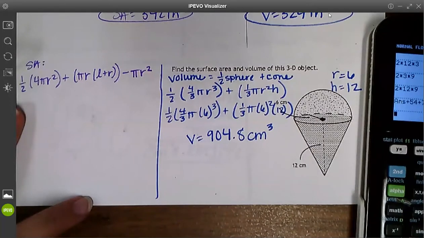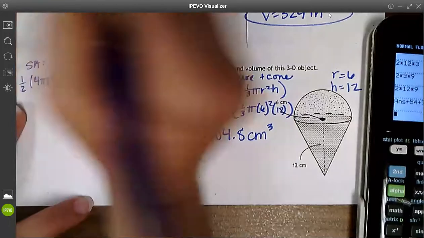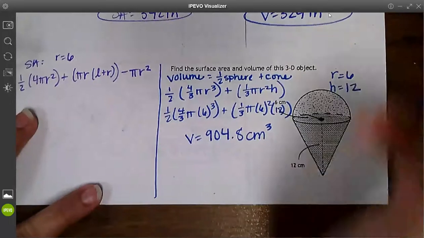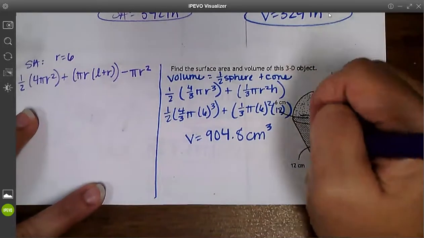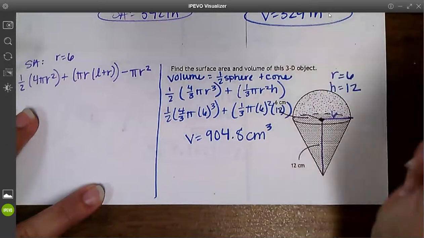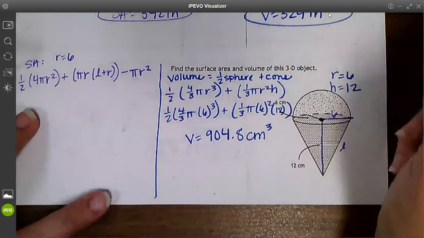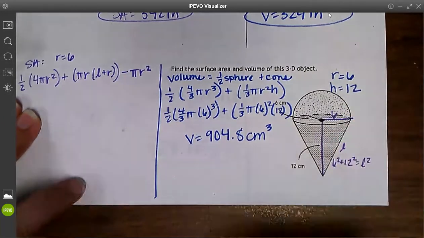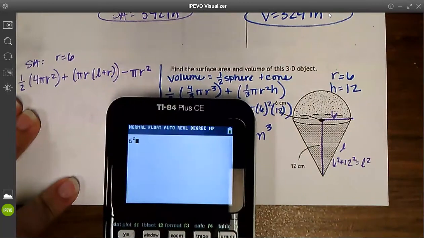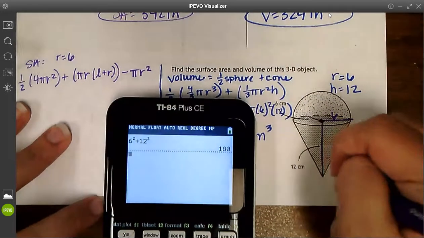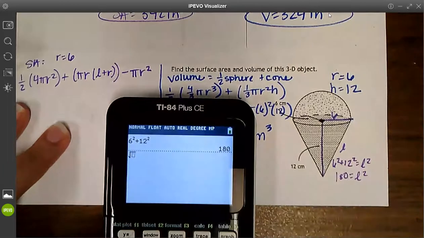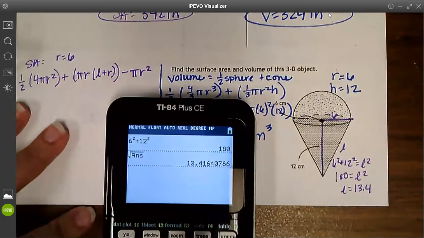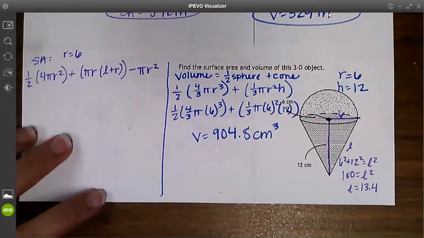My radius for all of this is 6. And my slant height is the only other thing that I need, which we don't have. So to find my slant height, I'm going to use the Pythagorean theorem. This is 6, 12, and I need to find my slant height L. So 6 squared plus 12 squared equals L squared. 6 squared plus 12 squared is 180. Take the square root of that, and you get L is 13.4. Your slant height is 13.4.